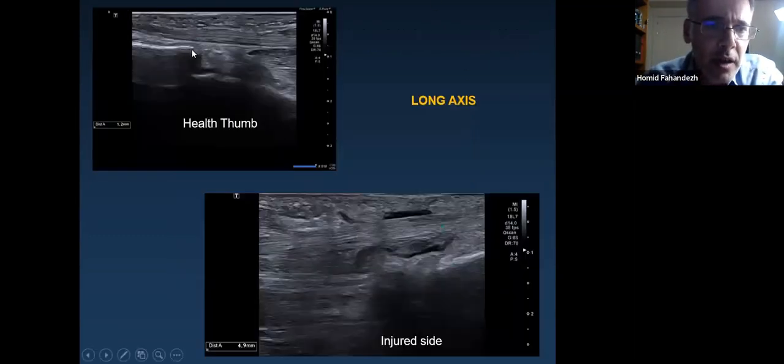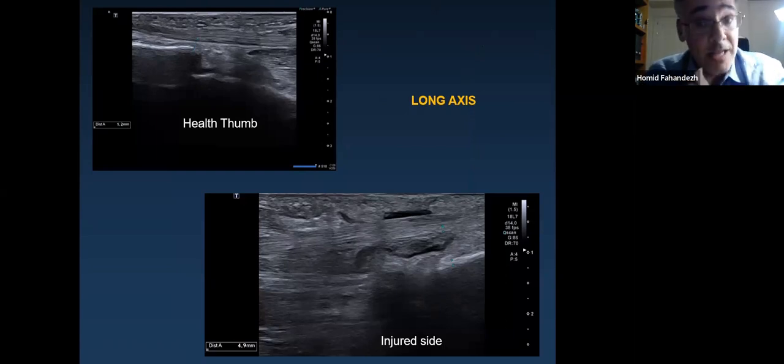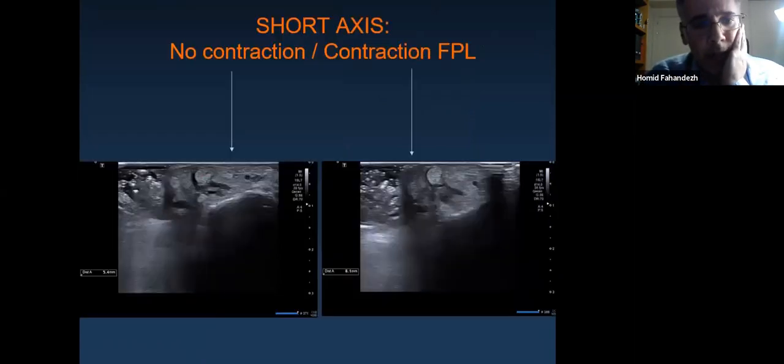This is the normal thumb, and this is the normal distance, 1.2 between the phalanx and the metacarpal and the FPL. And this is the injury site where we see that the distance is 4.9 millimeters. So there is something going on here that allows the tendon to separate.